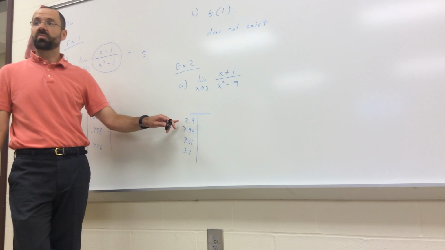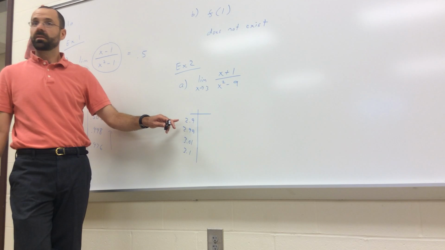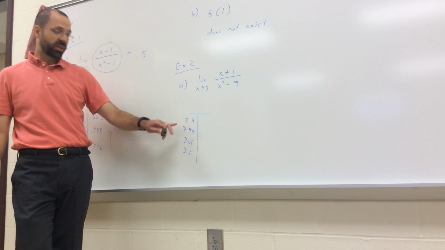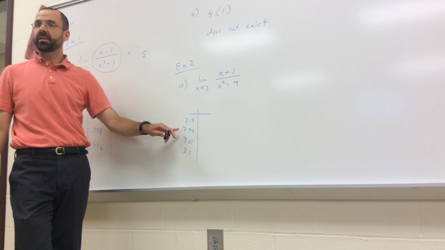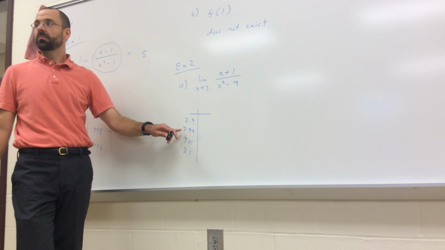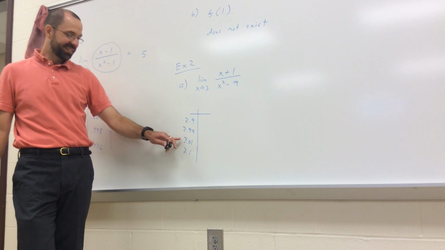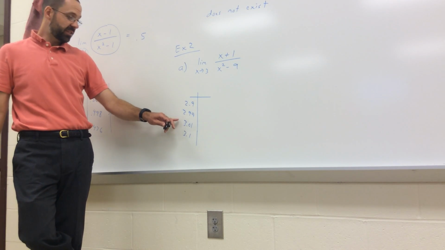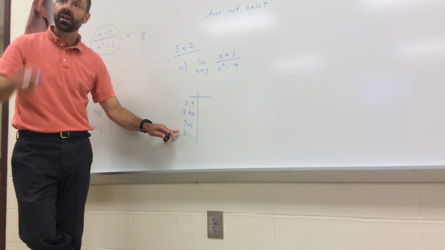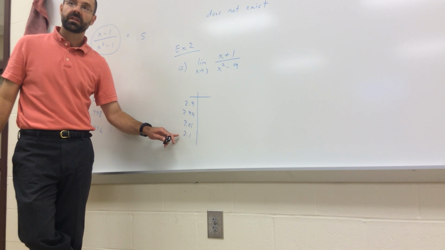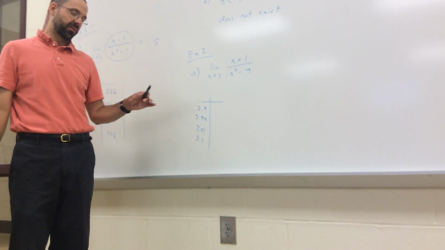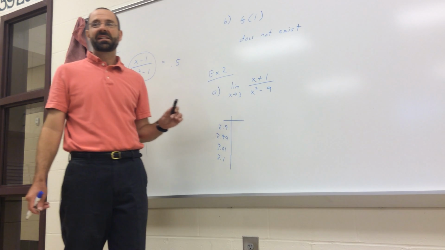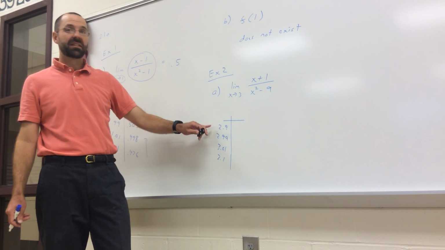Okay, so volunteer for 2.9. Yes, Steven. Steven's got 2.9. Volunteer for 2.99. All right, Bailey. 3.01. Yes, what's your name? Annie, you got 3.01, and you have 3.1. And what's your name? Kylie. All right, I'll learn it eventually. Don't forget parentheses.